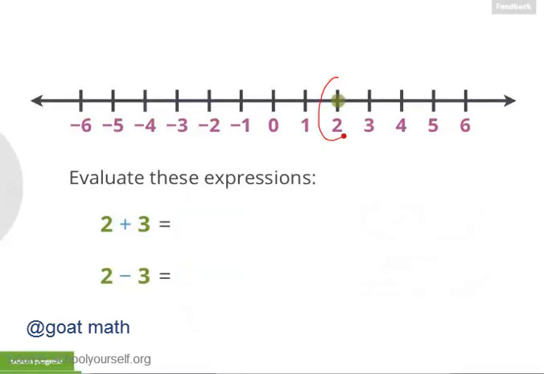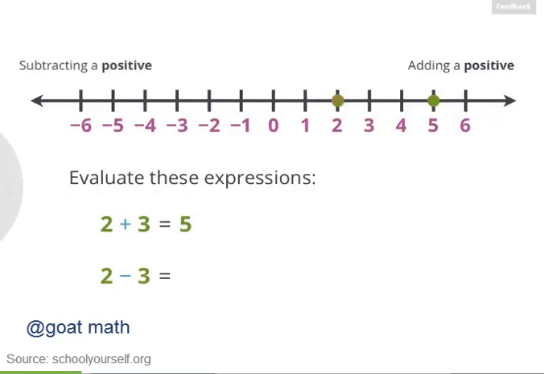Right, so 2 plus 3 starts at 2, and when you add a positive number, like 3, you move to the right on the number line. So 2 plus 3 equals 5. And subtracting a positive number means you move left on the number line. So 2 minus 3 equals negative 1.